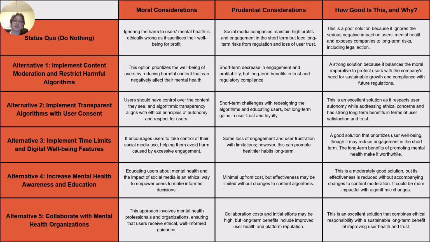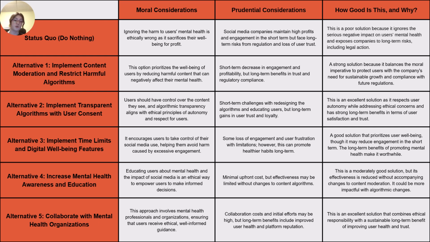Alternative 3 encourages users to take control of their social media use, helping them avoid harm caused by excessive engagement. There is some loss of engagement and user frustration with limitations. However, this plan can promote healthier habits long term. This is a good solution that prioritizes users' well-being, though it may reduce engagement in the short term. The long-term benefits of promoting mental health can make it worthwhile.